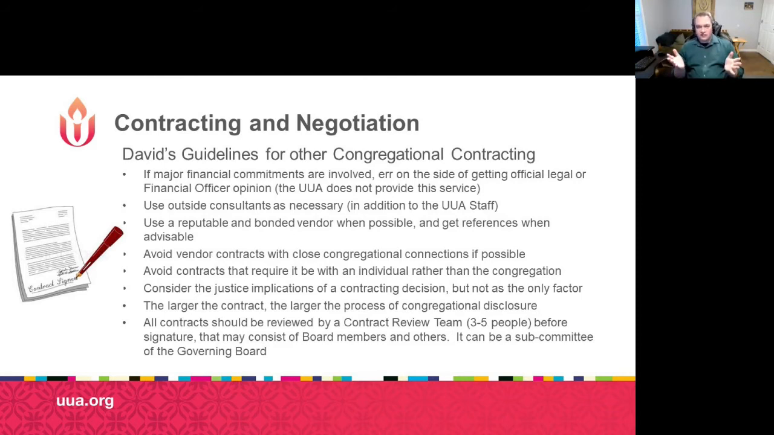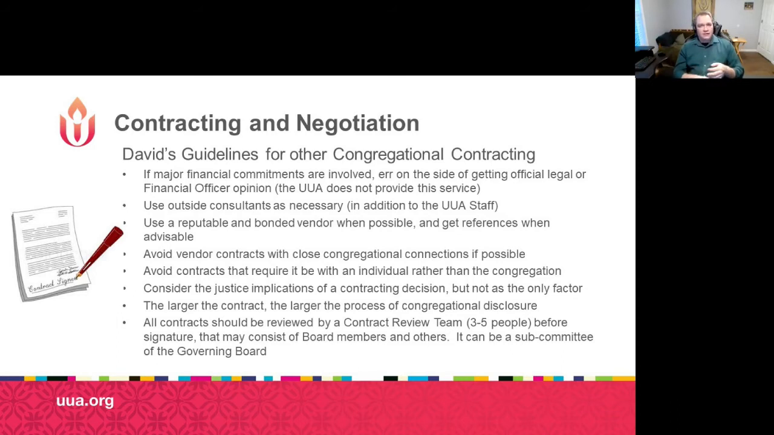Use outside consultants as necessary in addition to the UUA staff. I've mentioned one consulting firm before, Stewardship for Us, which is a stewardship consulting firm that is UU centered. If you have any questions related to stewardship impact upon finances, they're a great one to reach out to. There are also some other contracting and negotiation consultants and communities that are often very useful for congregations.